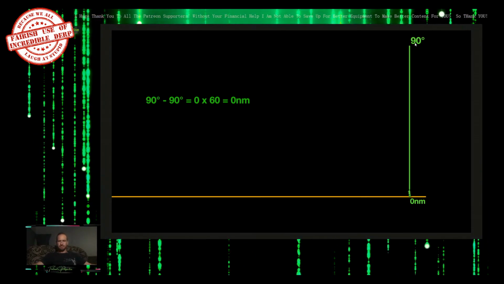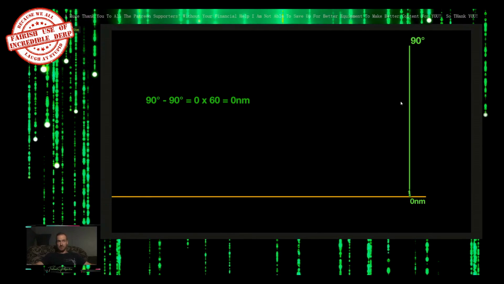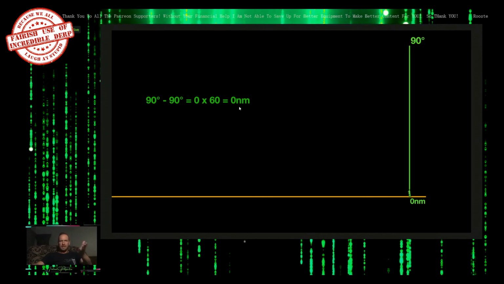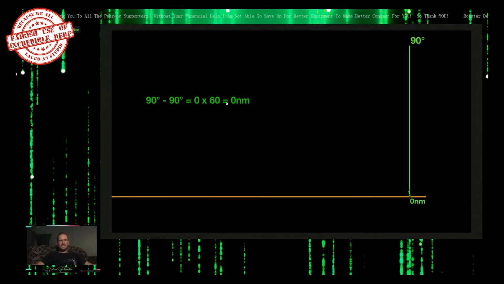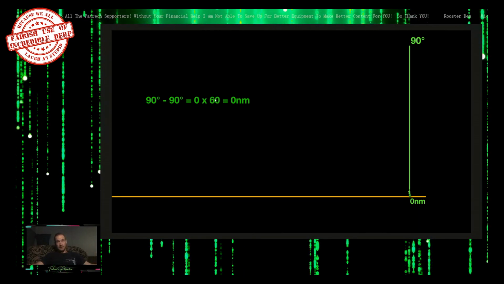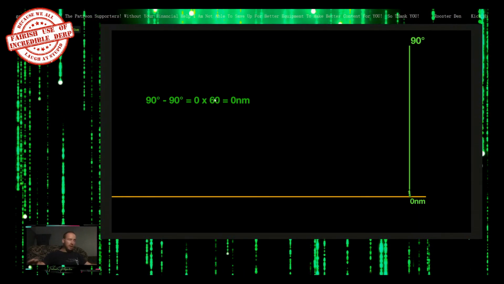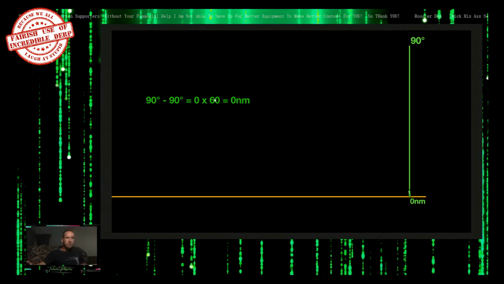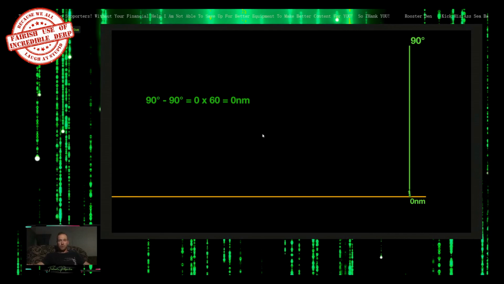90 degrees, which is what he's measuring, minus 90 because he's underneath it, gives 0. So it's times the 60, remember the nautical miles, because 1 degree equals 60 nautical miles. Okay, so it's 0 nautical miles.